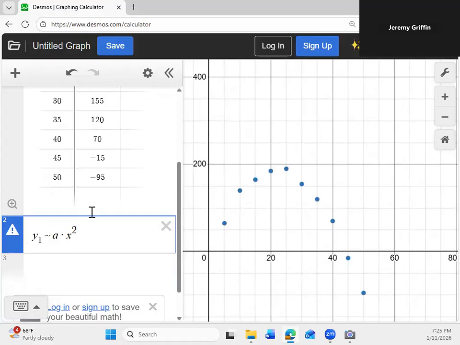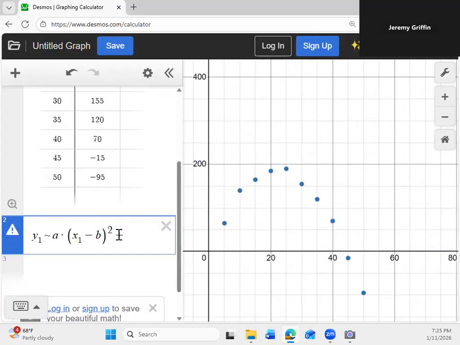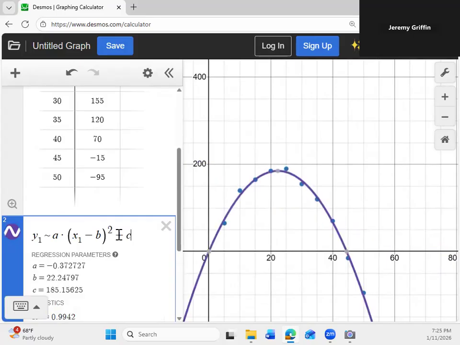Now, one more thing. This is shifted to the right, and there's a few ways to shift this to the right and up. One thing I can do is open parenthesis. Instead of saying x squared, I could say x minus b, right? And then square that collectively, so it'll shift it to the right. Oh, I do need to do underscore 1 on the x. Okay. x minus b squared, and then plus c. Look at that. Look at that.